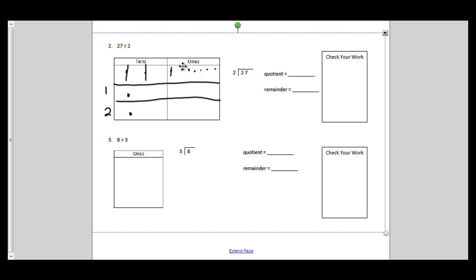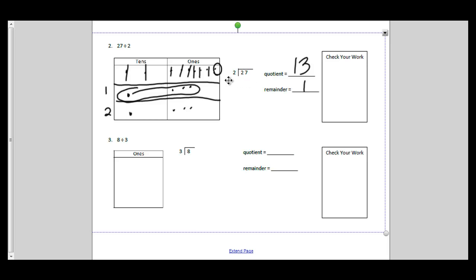I've already divided 7. So I know that I can put 3 in each group. 1, 2, 3. And I have 1 left over. All right, so my quotient, look at your group here. This is my quotient. I have 1 ten and 3 ones, so my quotient is 13. My remainder is what I had left over here, which is 1.